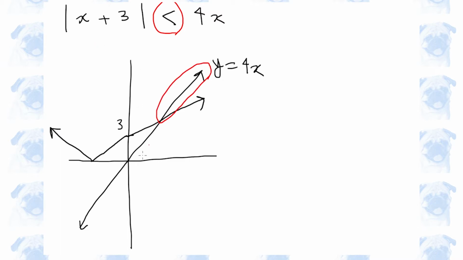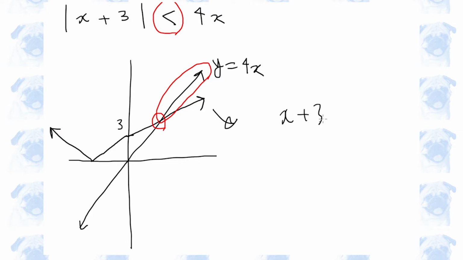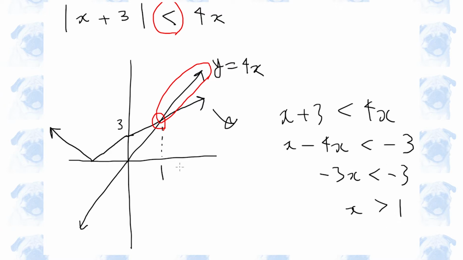So we basically have to find the intersection here, which means that we are only concerned with the positive version of x plus 3. So the x-coordinate of the intersection here is 1, and for 4x to be above the graph of x plus 3, the x value has to be greater than 1. So this is the answer.